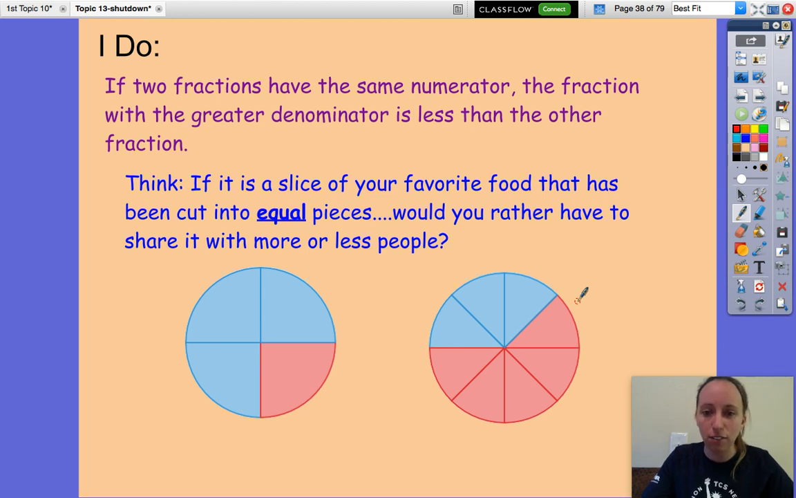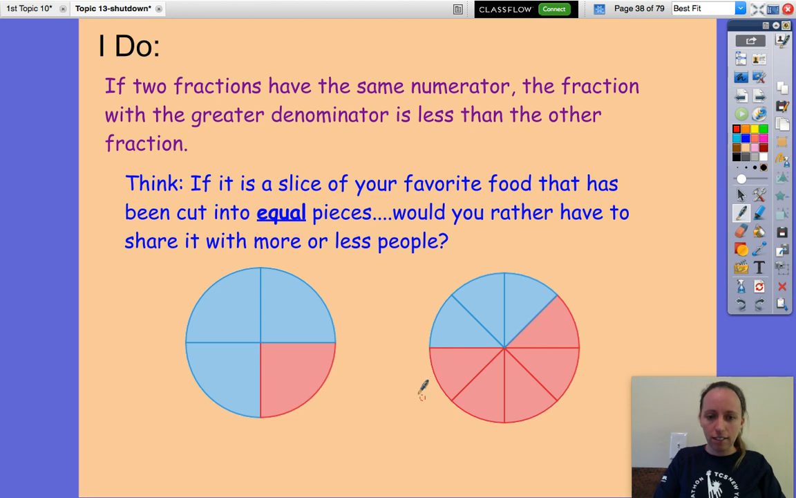If it is a slice of your favorite food that has been cut into equal pieces, would you rather share it with more people or less people? So if I have one giant chocolate chip cookie and I can share it with 4 people, or I can share it with only one other person, which one would I rather have, right? I would rather share it with less people because I'm going to get more. The less people that I have to share it with, or the less parts that I have to break it into, I'm going to get more of it. So that makes me happy. I always want more of my favorite food, right?